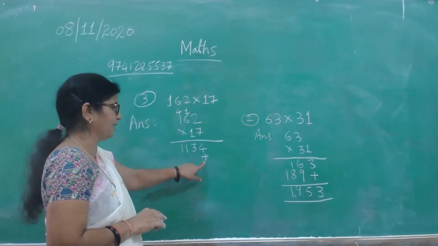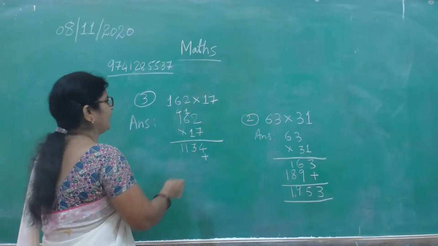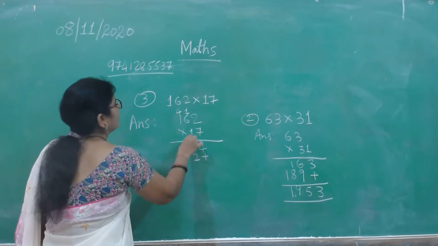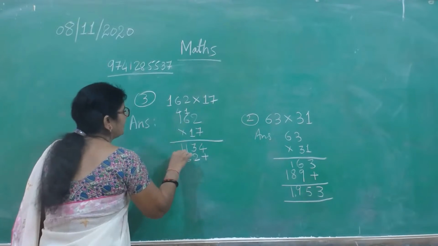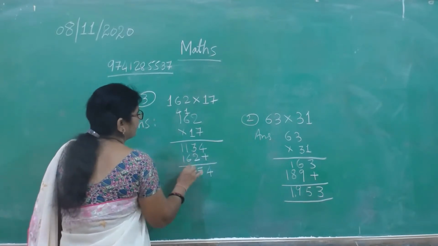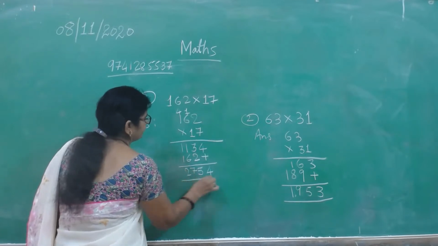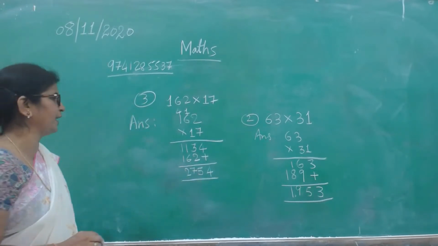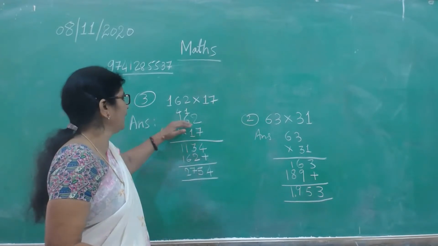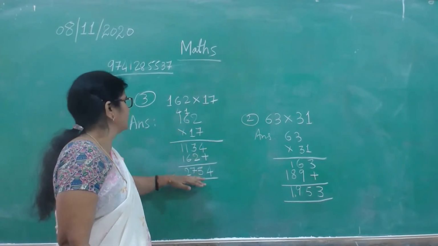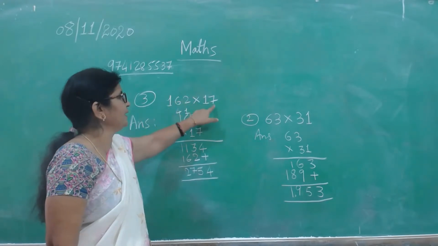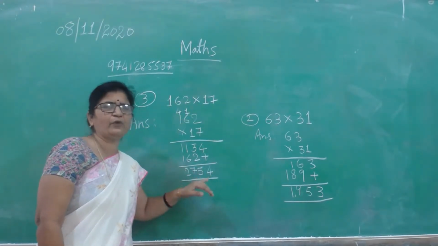Zero or plus sign. Here I have written plus sign. Even you can write 0 also. 1 2s are 2. 1 6 are 6. 1 1 are 1. 4 5, 7 2, 2754. The product of 162 and 17 is 2754. This 162 is the multiplicand, 17 is the multiplier, and 2754 is the product.